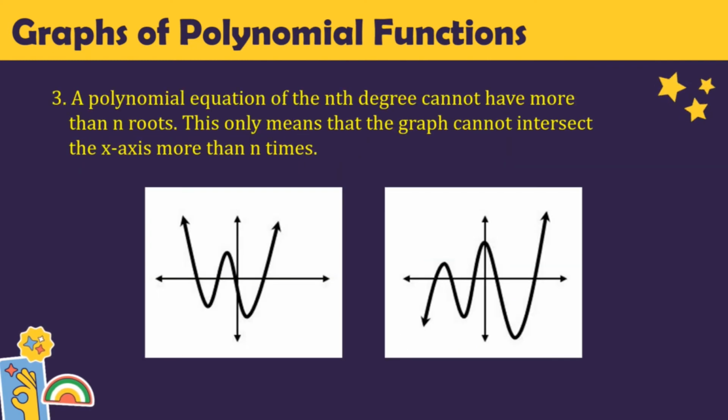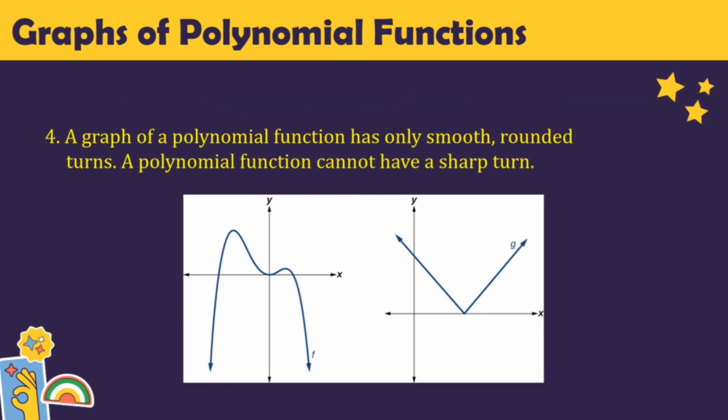Next, a polynomial equation of the nth degree cannot have more than n roots. This only means that the graph cannot intersect the x-axis more than n times. Look at this example. Next, a graph of a polynomial function has only smooth, rounded turns.